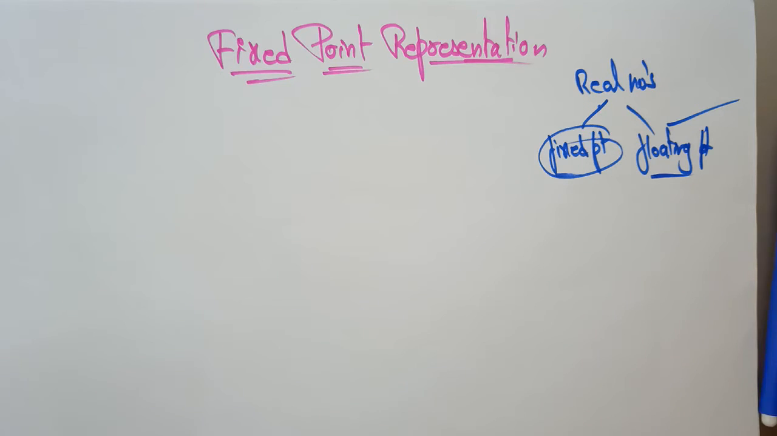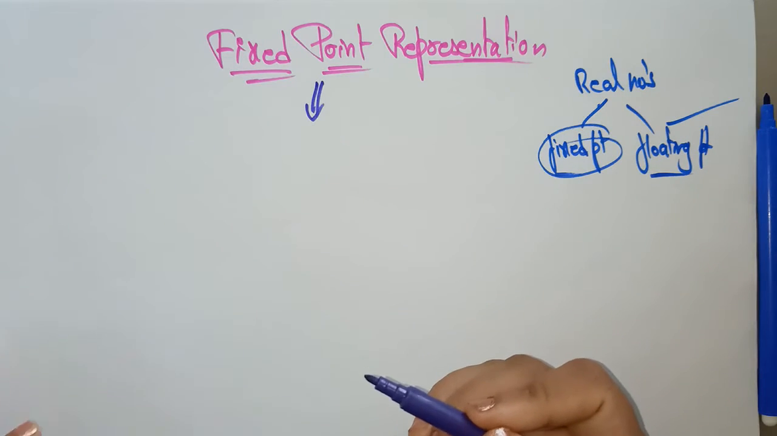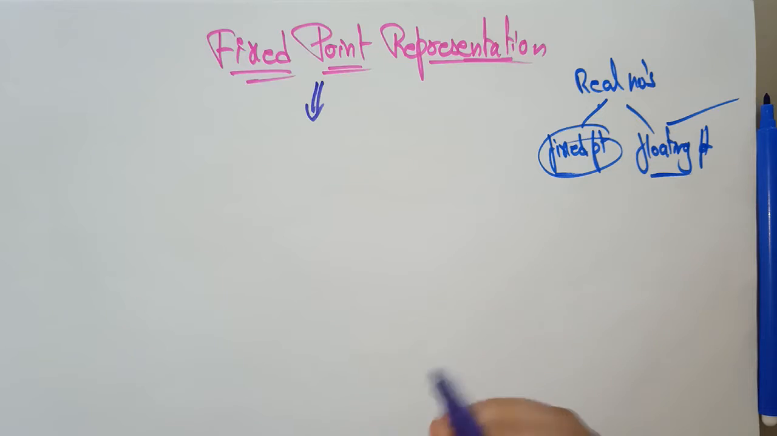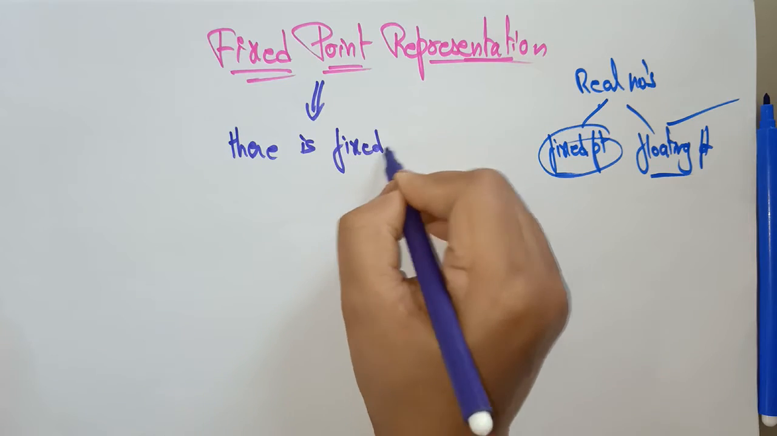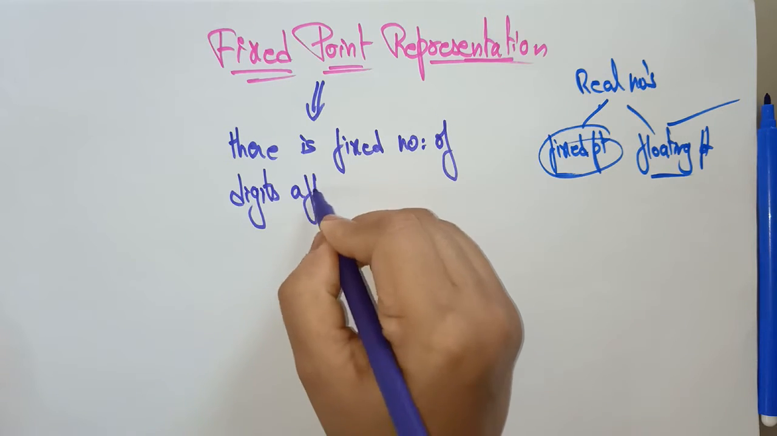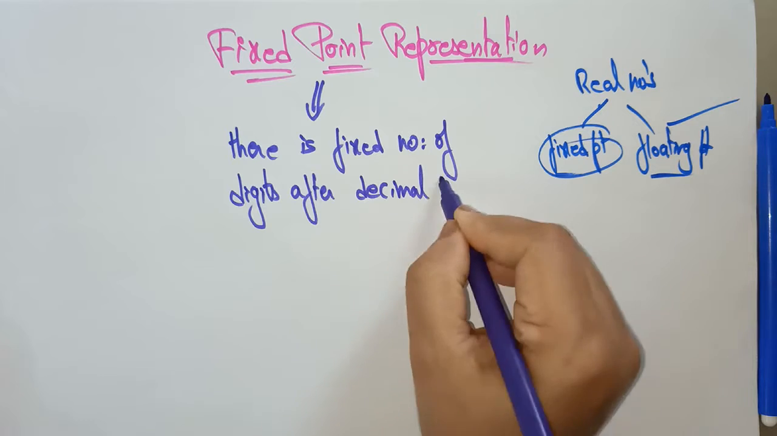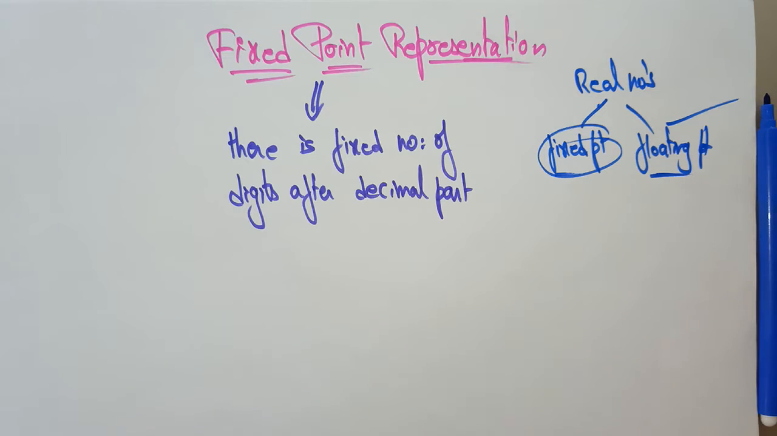Okay, now let's start. What is a fixed point representation? A fixed point representation means there is a fixed number of digits after the decimal part. So whatever decimal part you have taken, the binary point will be fixed. You can't move that point. Let me write this: there is a fixed number of digits after the decimal part. You can't change the fixed number of digits.